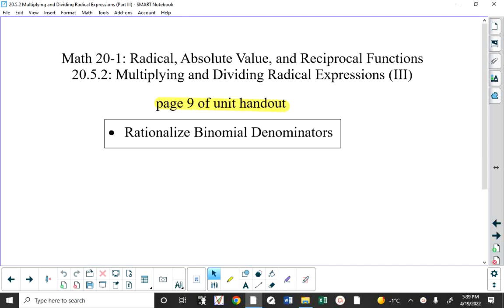Hopefully you were able to get through most of the material yesterday by helping each other out in class. Today what we're going to be doing is finishing up section 5.2. We're going to continue to be dividing radical expressions, but this is part 3. And what we need to focus on today is very, very specific. We need to be able to remove radicals from denominators that are binomials. We need to rationalize binomial denominators.